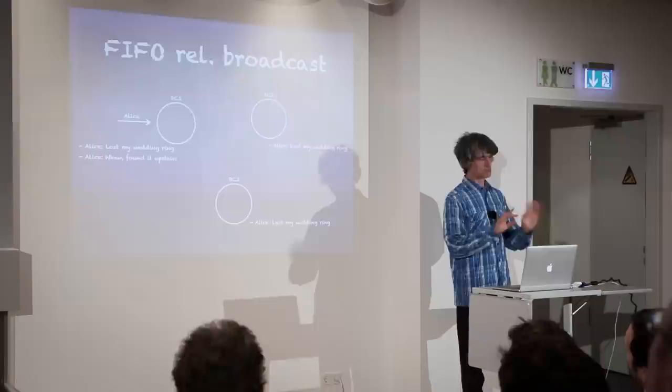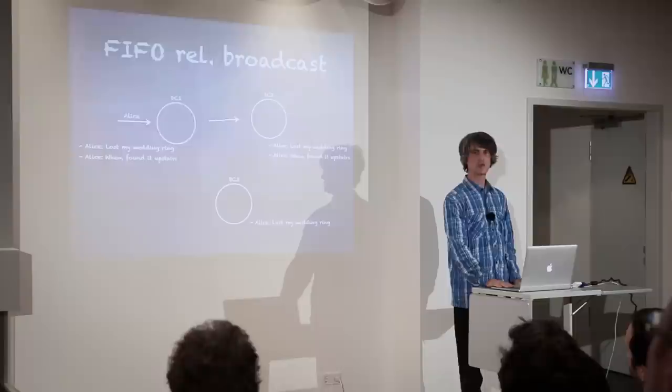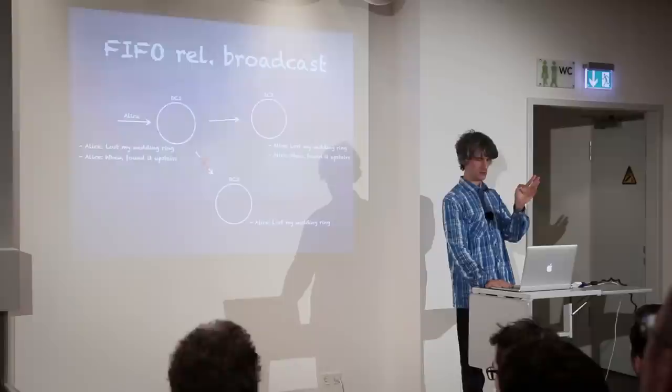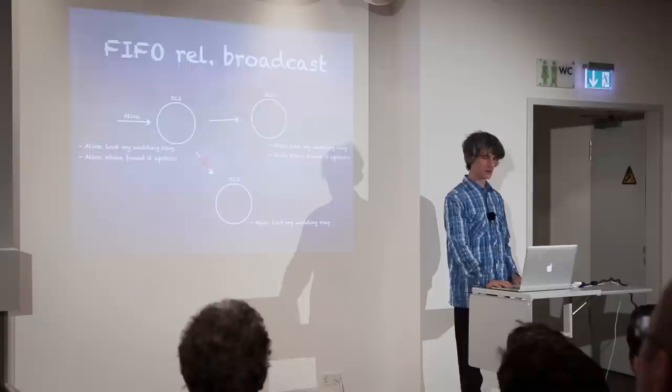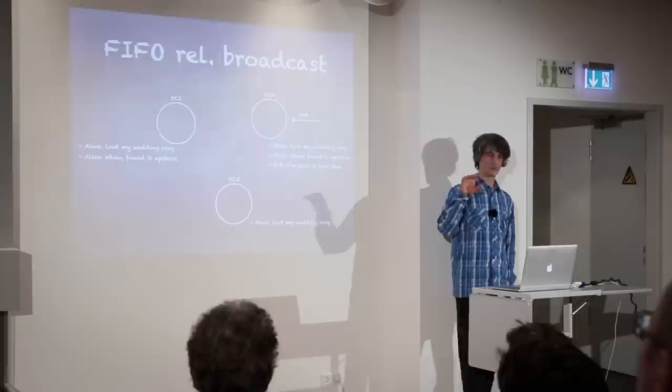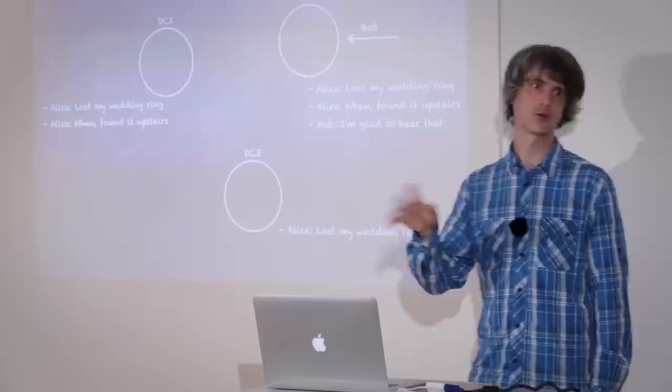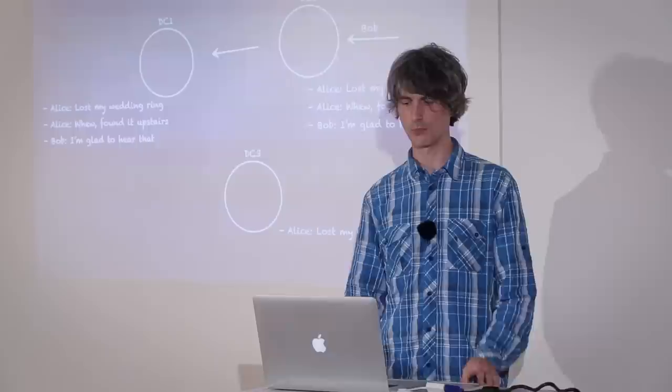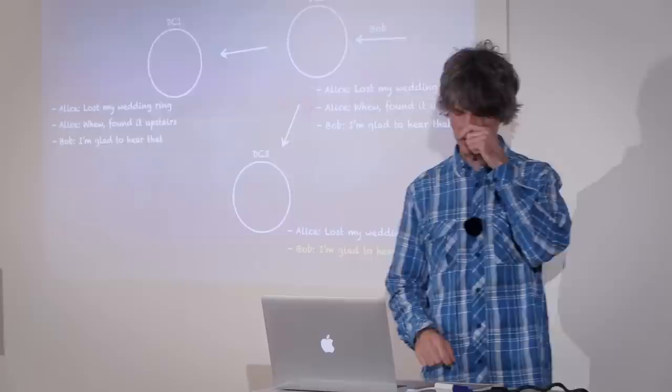This is propagated to data center two, but for some reason, the message is lost while being sent to data center three. This will be retried later. Meanwhile, Bob enters the chat room at data center two, reads the two messages of Alice and replies to her, "Okay, I'm glad to hear that you found your wedding ring." That's propagated back to data center one, so Alice can see the reply here. And it's also propagated to data center three.